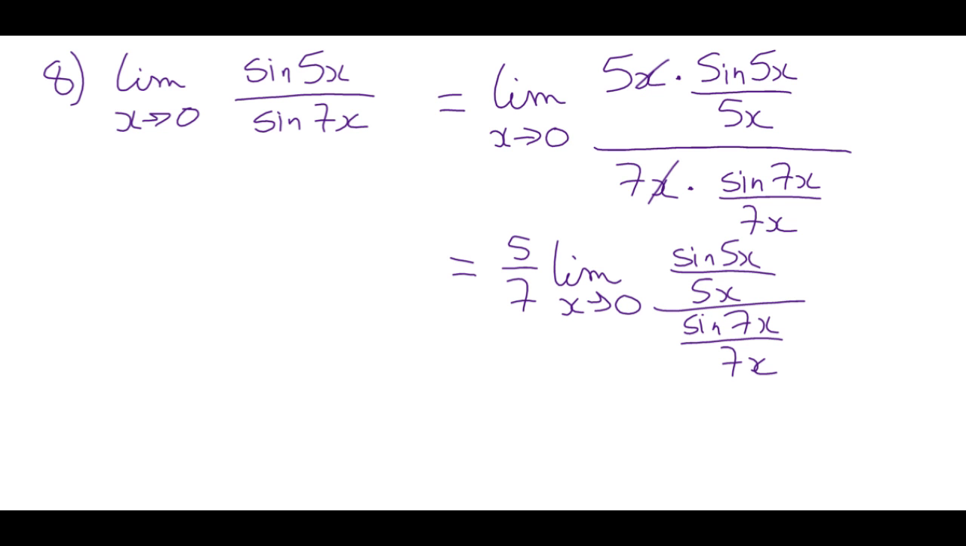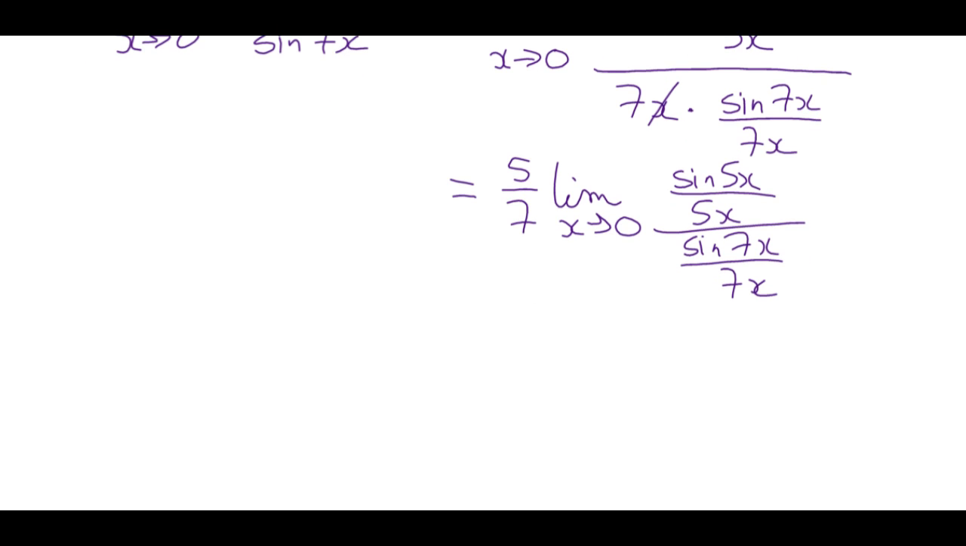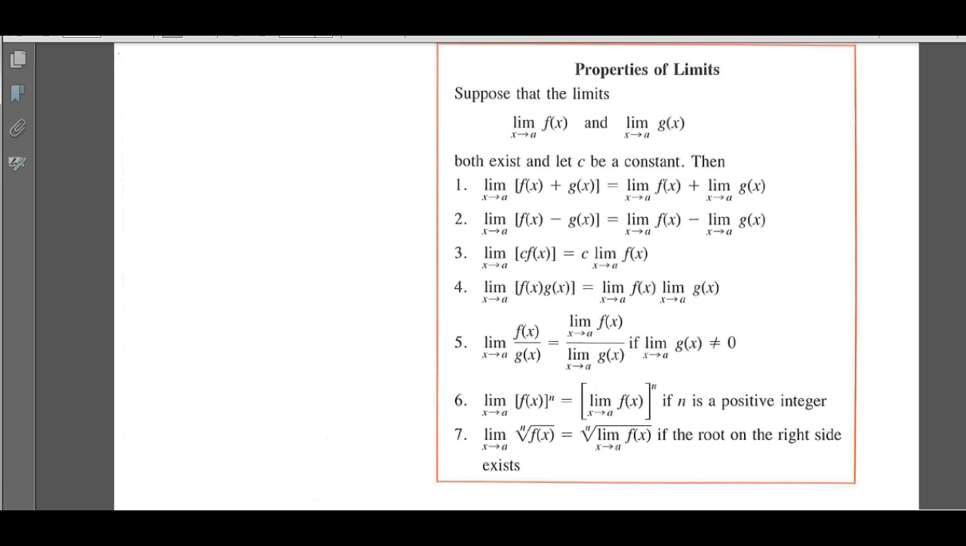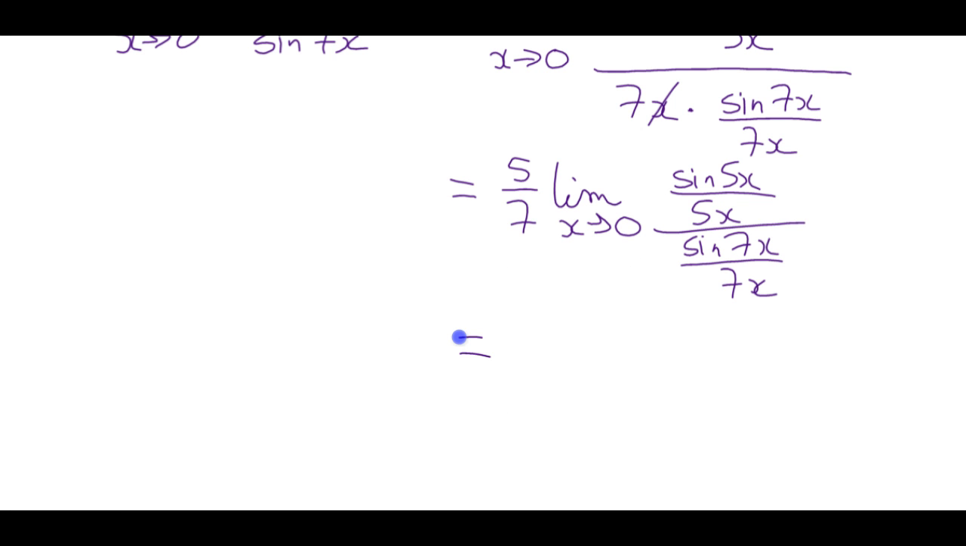So constants can go out front, right? I got a quotient, so that could be written as individual limits. So we got our 5/7. Now we're going to take the limit of the top. So we're going to say the limit, now if I can write x approaches 0, I can also write 5x approaches 0, of the sine of 5x over 5x.